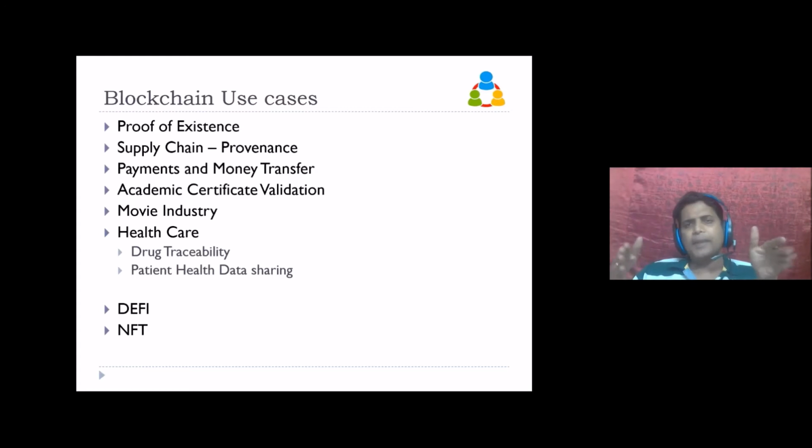Another use case is payments and money transfer, right? You can use cryptocurrency to make cross-border payments. There are blockchain networks which help you to do these cross-border payments. Stellar is one network, and then Ripple is another money transfer cryptocurrency which is used widely at this point of time. And then academic certificate validation is another possible use case in blockchain.